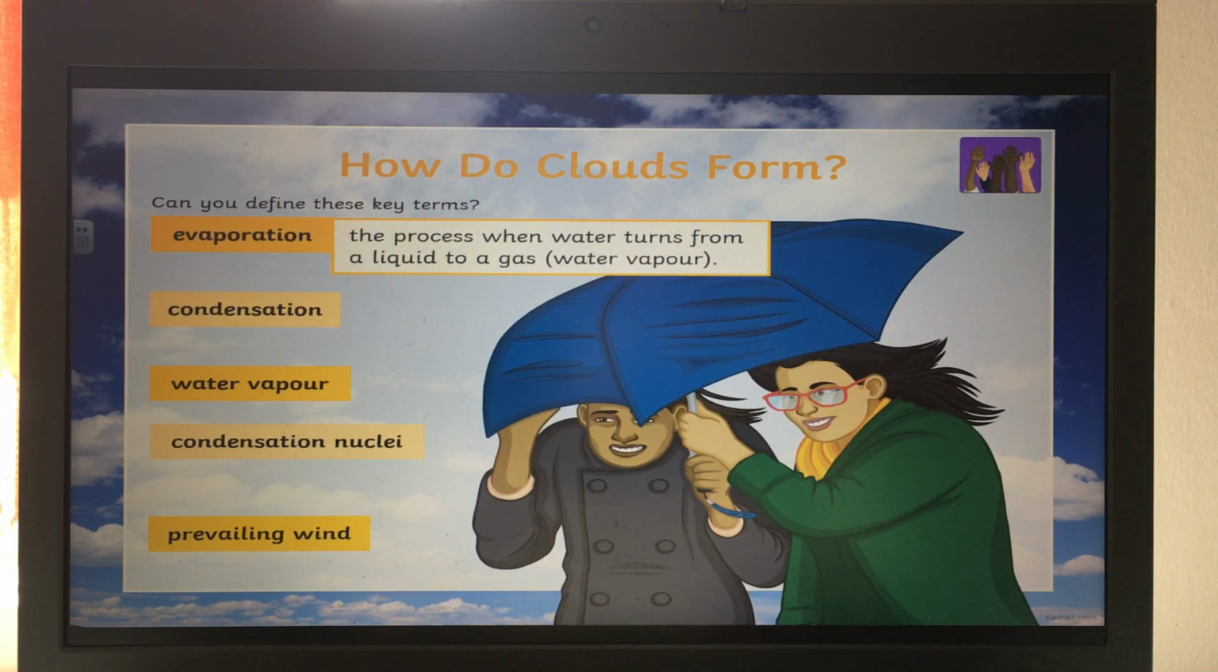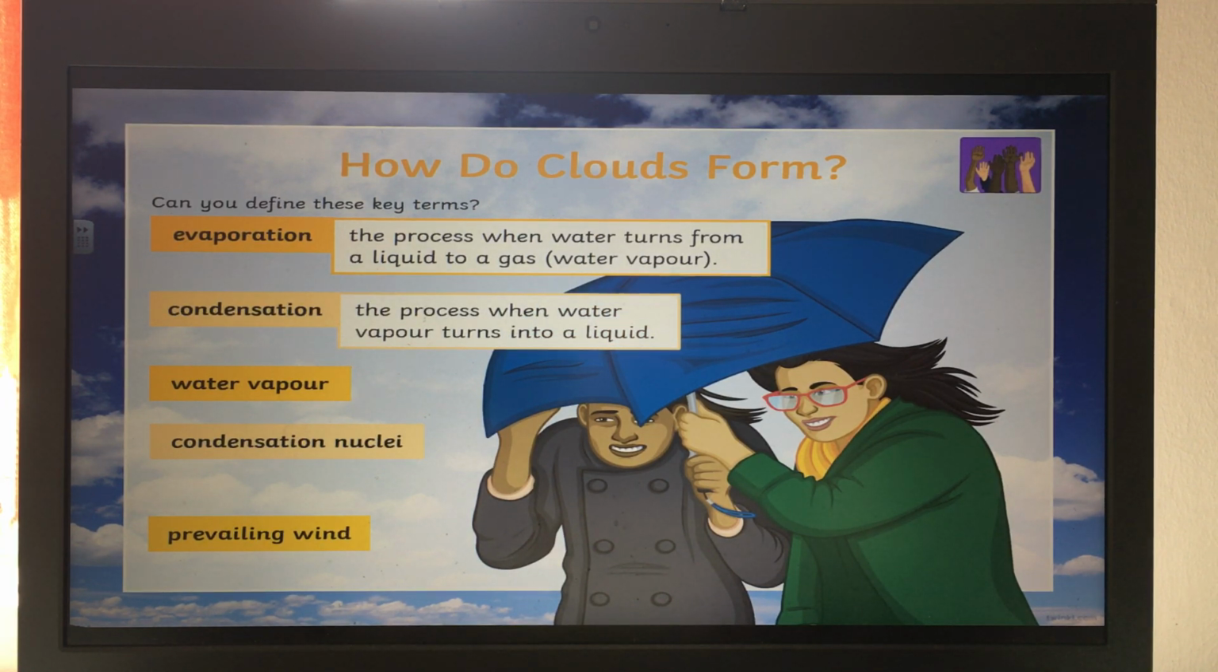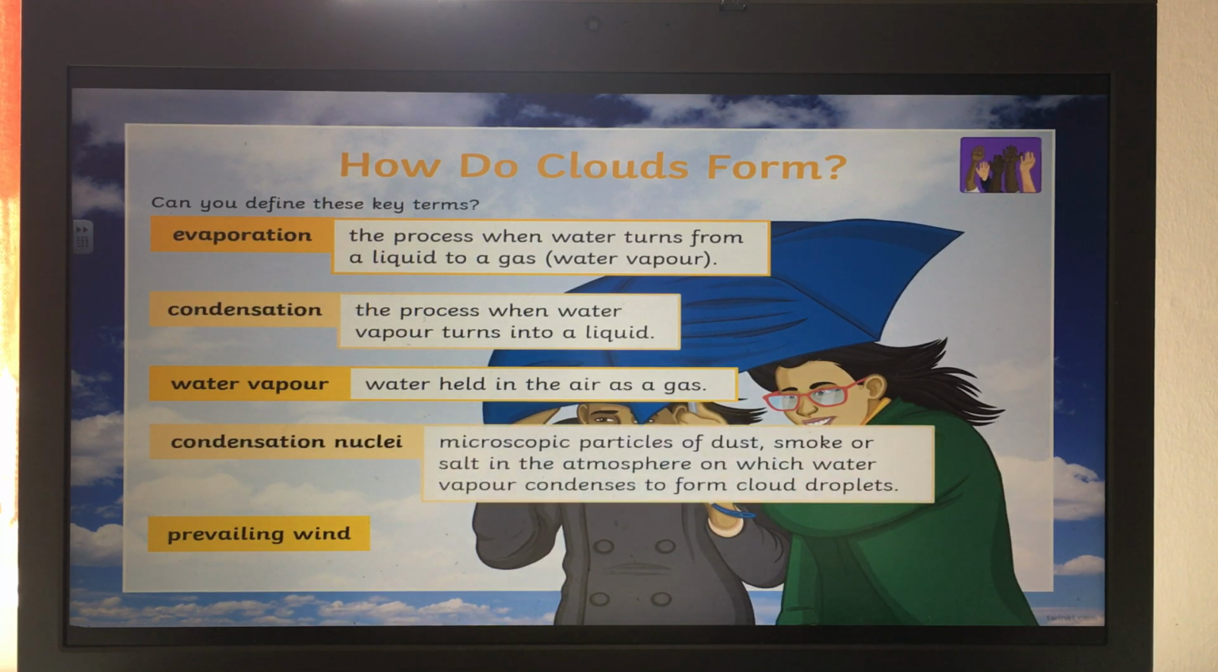So, evaporation is the process when water turns from a liquid to a gas. Condensation is the process when water vapour turns into a liquid. Water vapour is water held in the air as a gas. Condensation nuclei, the one I was less familiar with, are microscopic particles of dust, smoke or salt in the atmosphere onto which water vapour condenses to form cloud droplets.